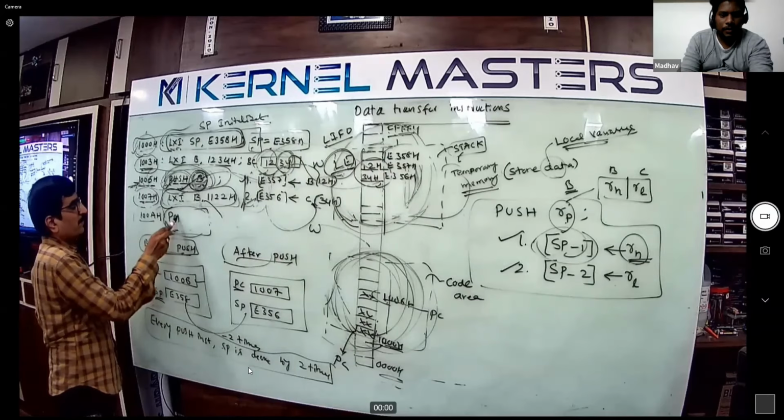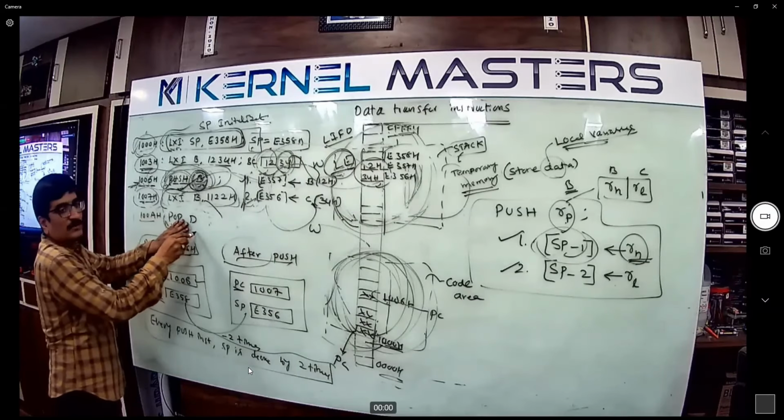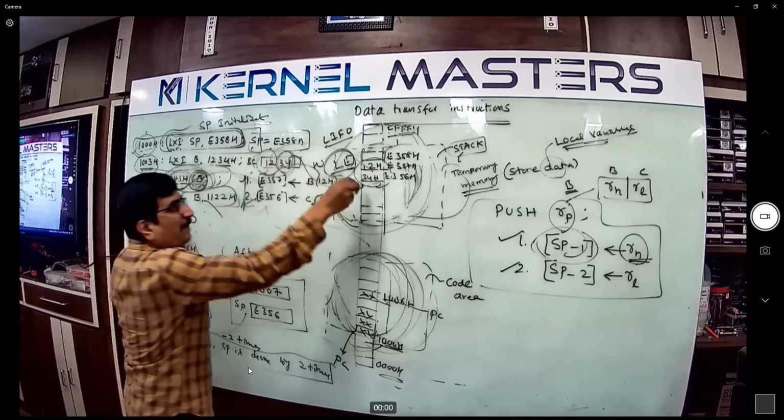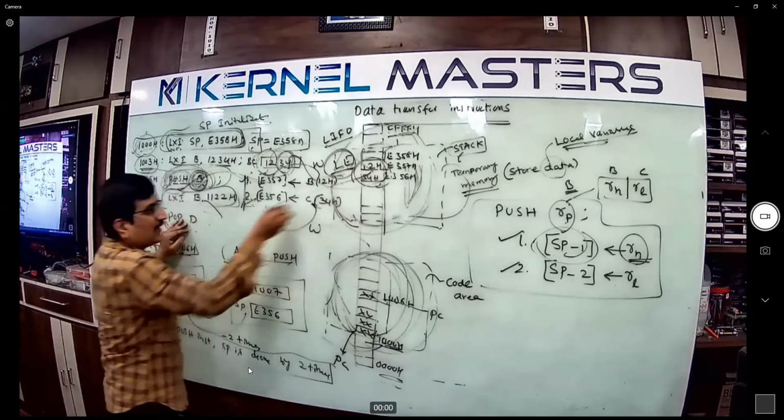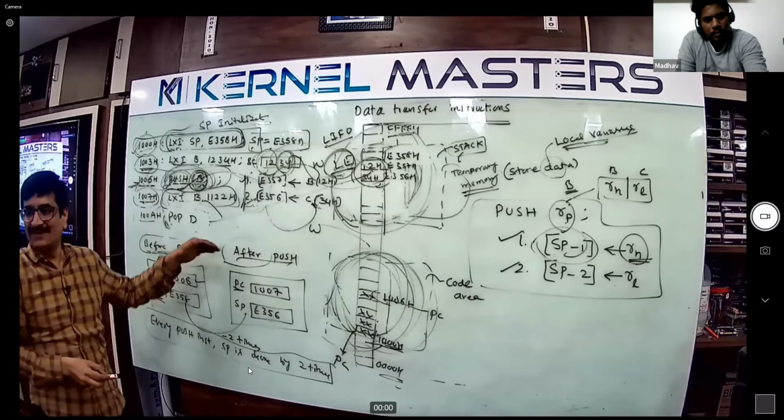Pop. Pop operation. Pop is the reverse operation. Whenever pop is successfully executed, what is the top of the stack? Where can you store it, tell me? D. Reverse now. So pop is the reverse.